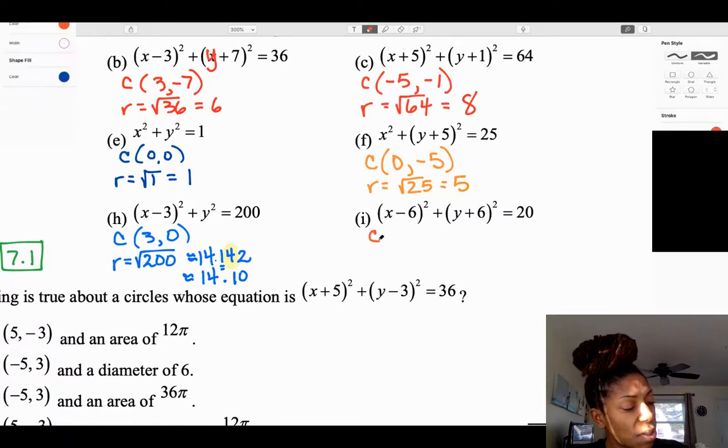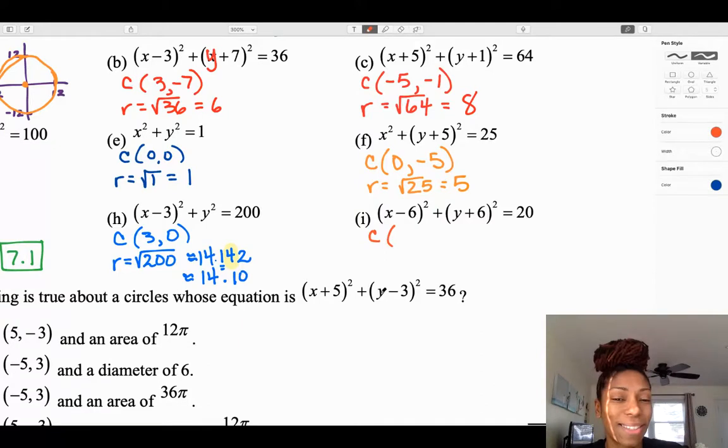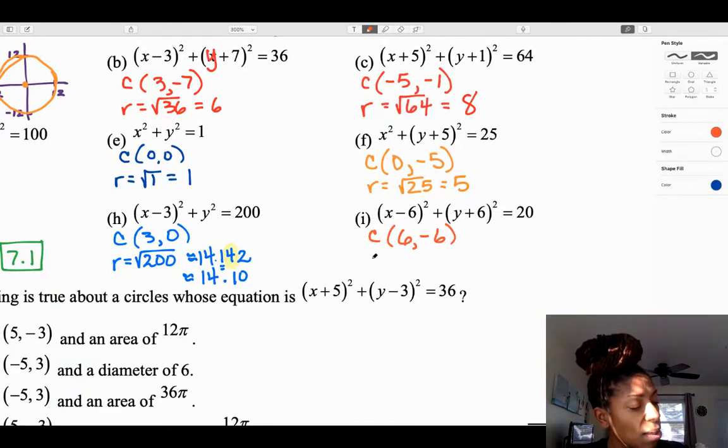The center here, you try. Did you say 6, -6? Because that is correct. It's +6 because the x is being subtracted by 6, the opposite, right? And it's negative 6 because the y is being added by 6. And then the radius is the square root of 20.